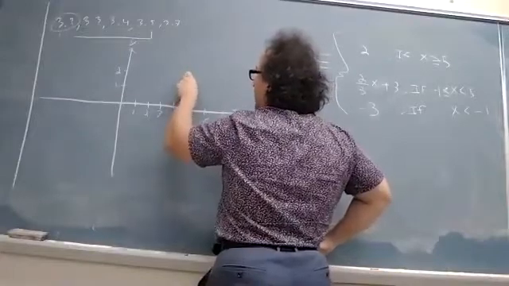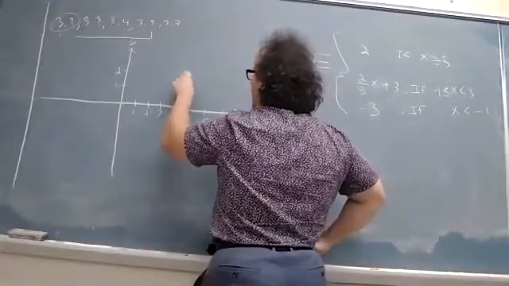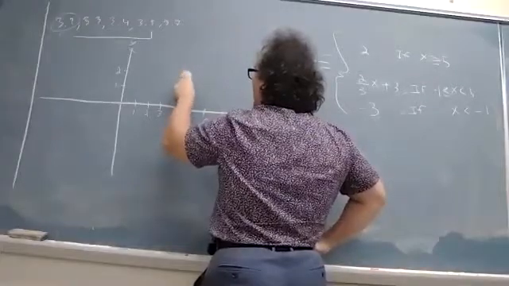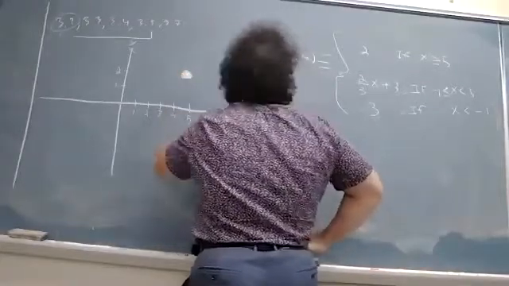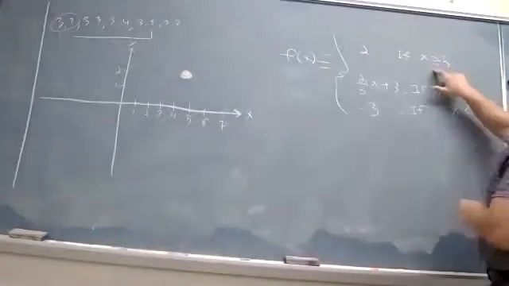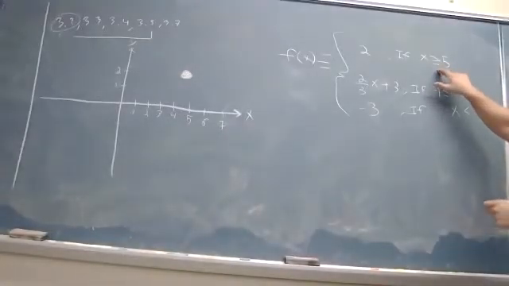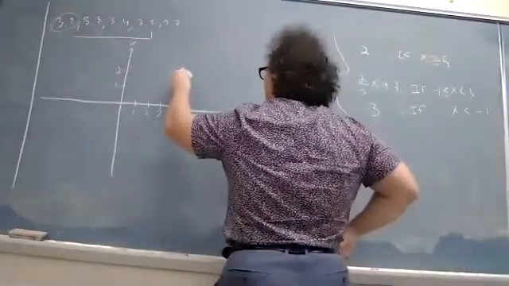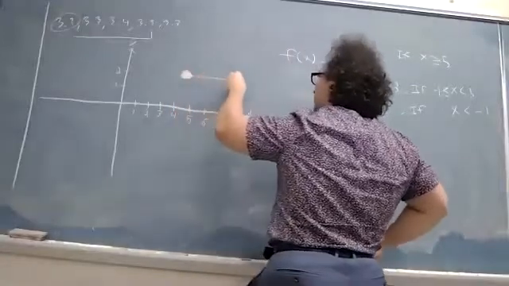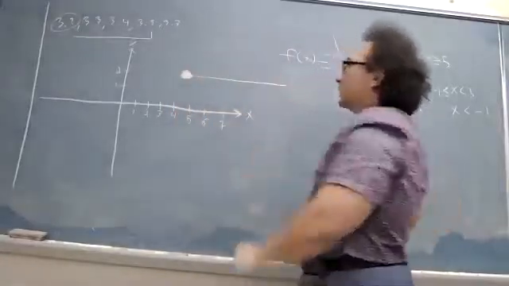And what kind of dot? A full dot. Why do I put a full dot? Well, it's because x is greater than or equal to 5. So that means this function is constantly equal to 2 forever towards the right, towards positive infinity.